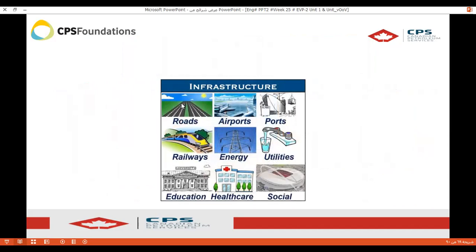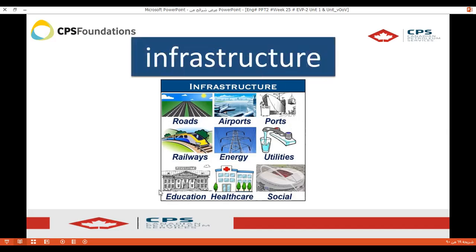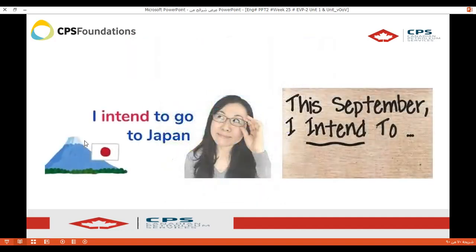Infrastructure. They are things that you need to live in any cities, like roads, airports, ports, railways, emergency, utilities, education, healthcare, and social. All of these are called infrastructure.